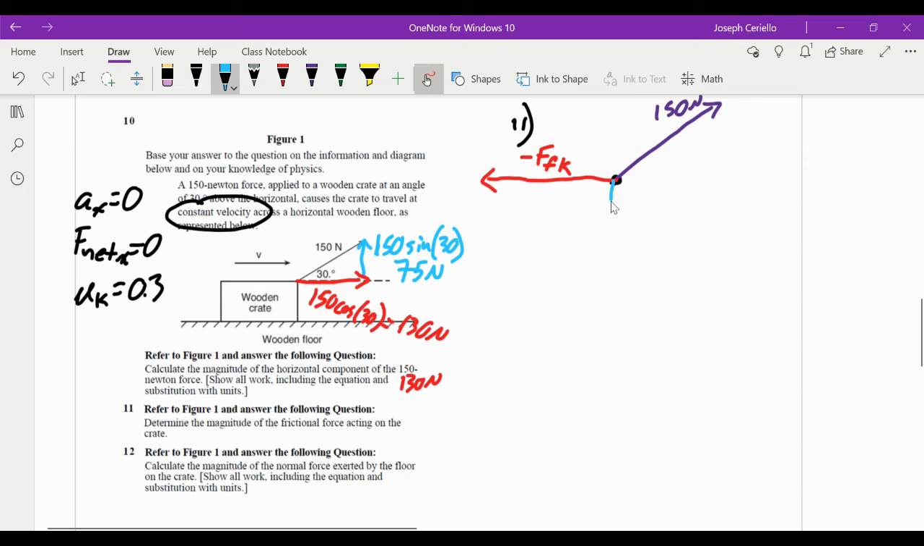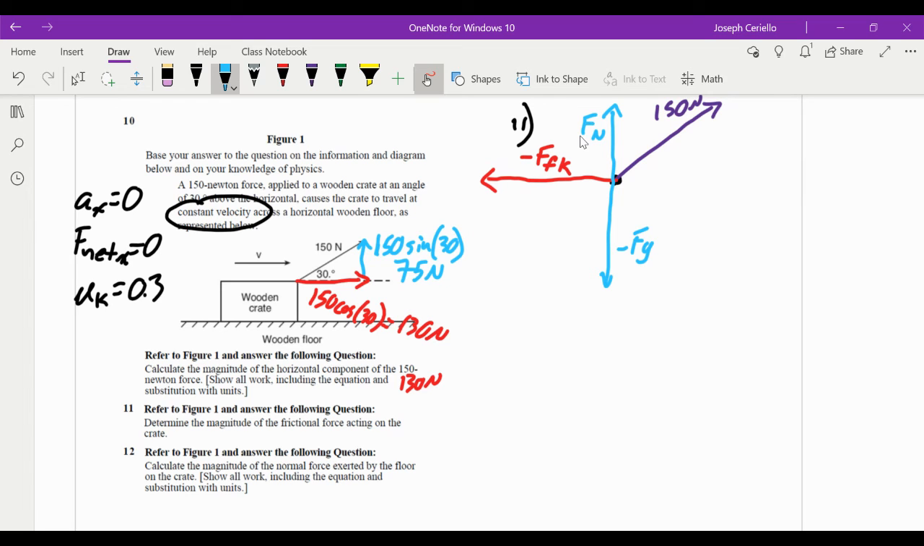We have weight pulling it down, negative Fg. We have normal force still. That's still there. So F normal. All right. Now, these are the only 4 forces acting on it.